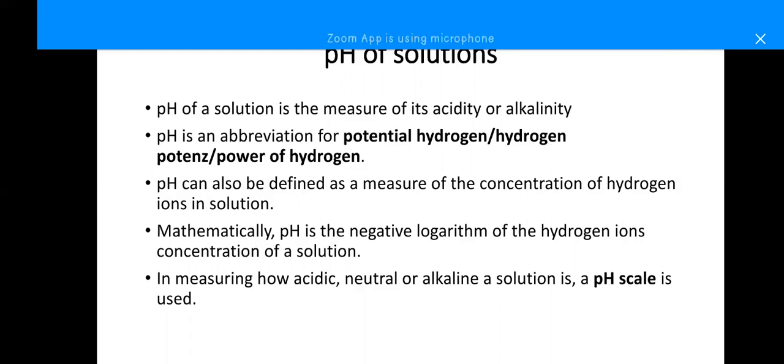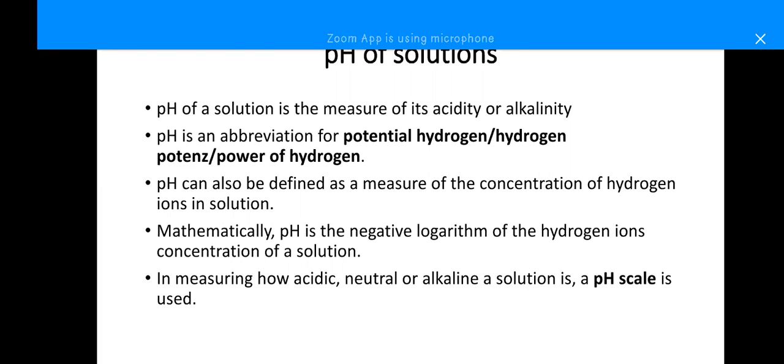I don't know whether I should have written it mathematically for you. It seems it skipped me a bit. But pH can be defined, one, as the measure of acidity or alkalinity. It can also be defined as the measure of the concentration of hydrogen ions in a solution. Then three is the negative logarithm of the hydrogen ion concentration of a solution. So these three definitions are all acceptable. You can choose one, and when you are asked what is pH, then you can define pH.